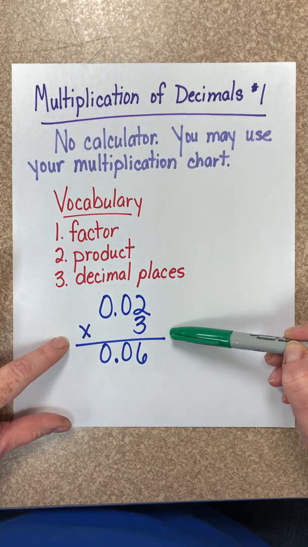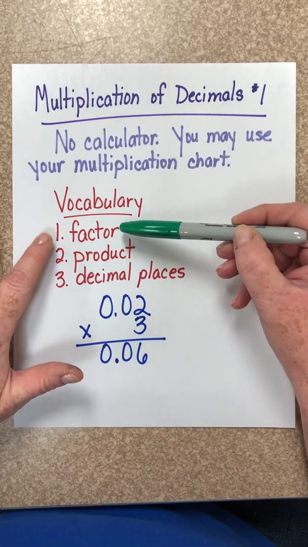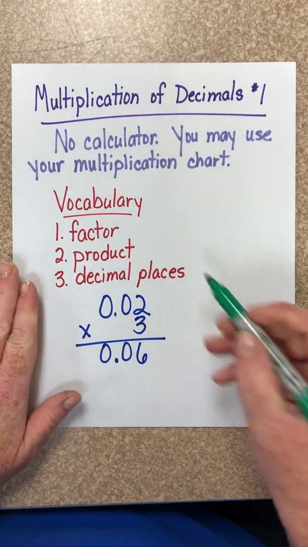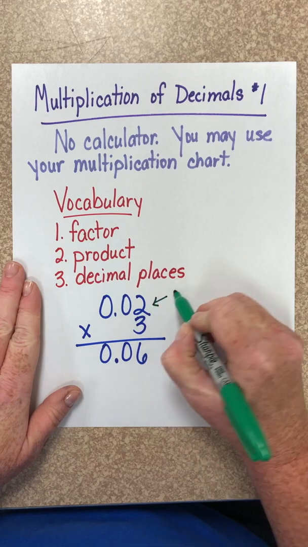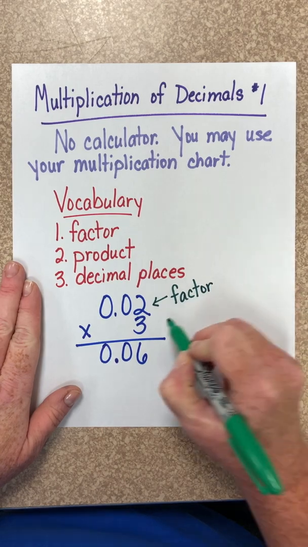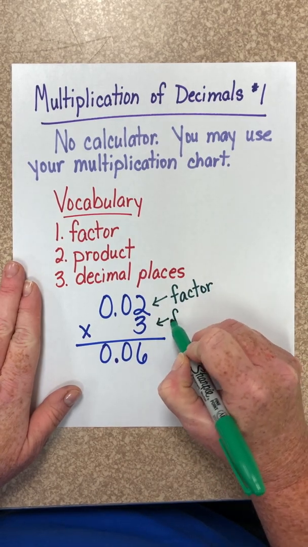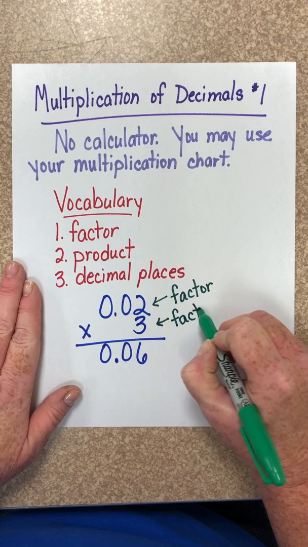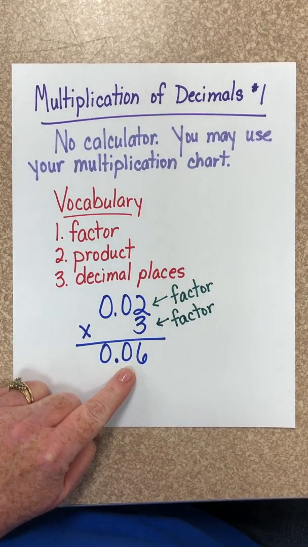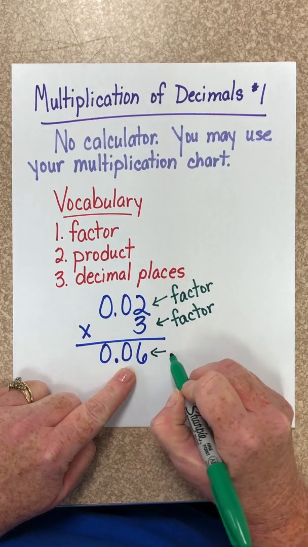So here's the example. 0.02 times 3 equals 0.06. So let's look at the word factor. Factors are the numbers that we multiply together. The answer to multiplication is the product.